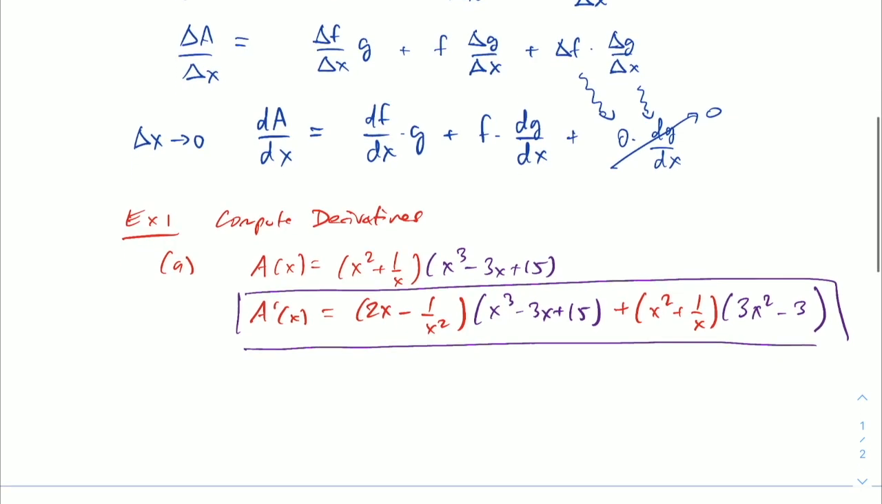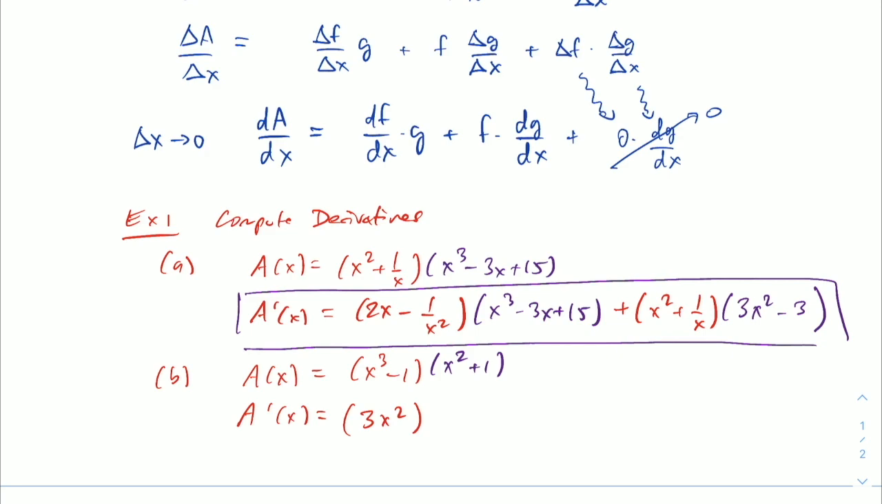Okay, let's do another example. Let's say b. In b we have a of x equals x cubed minus 1 times x squared plus 1. So the derivative is going to be the derivative of the first part, 3x squared, times the second part, plus the first part times the derivative of the second part.